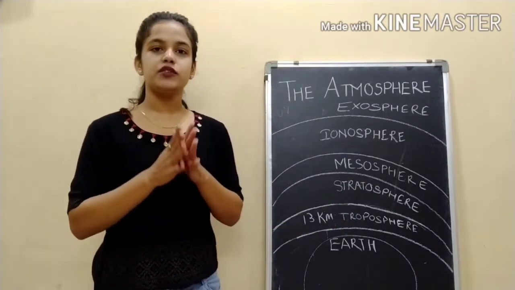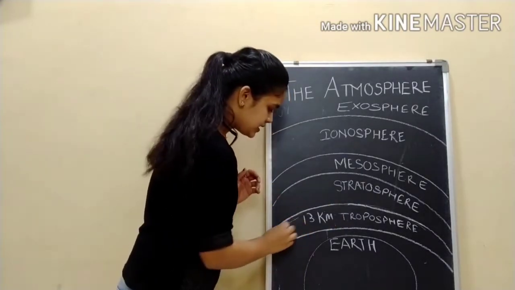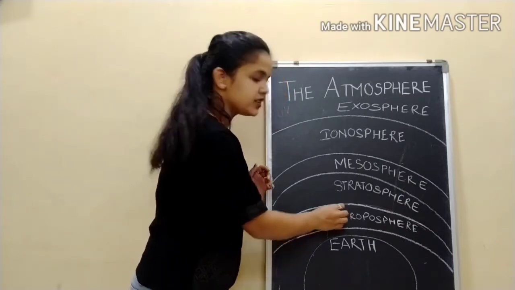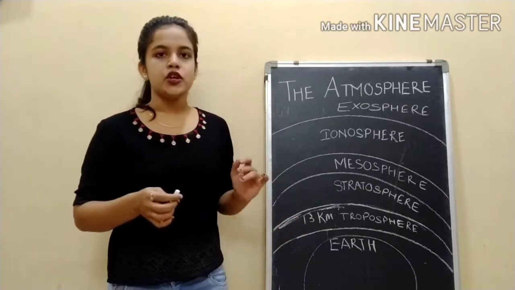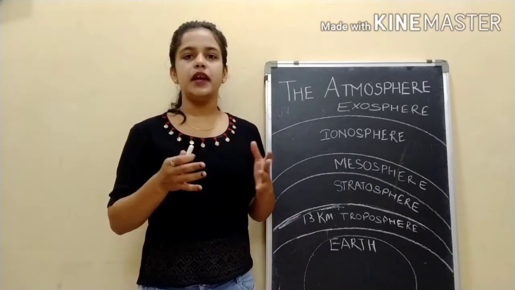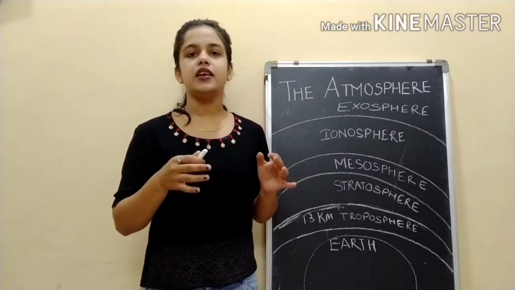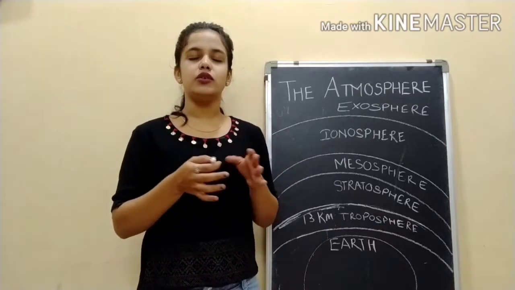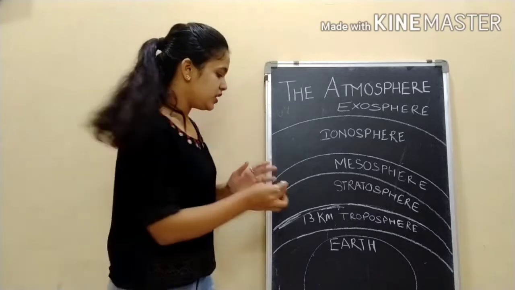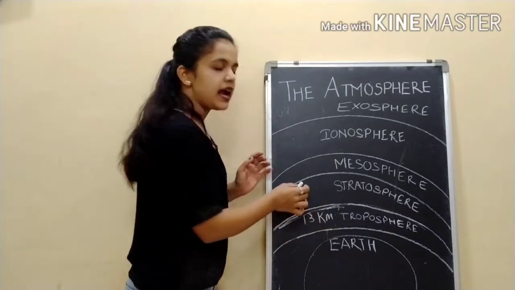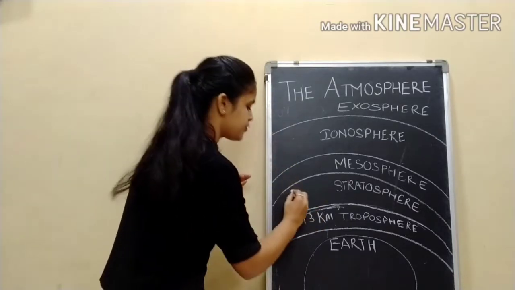Also, in the higher part of the troposphere, aeroplanes fly. The air here is very rare, so some arrangements are made so that the passengers in the aircraft don't feel suffocated and don't have breathing problems. And beyond the troposphere, at a height of about 50 kilometers from the earth's surface, there is the stratosphere.